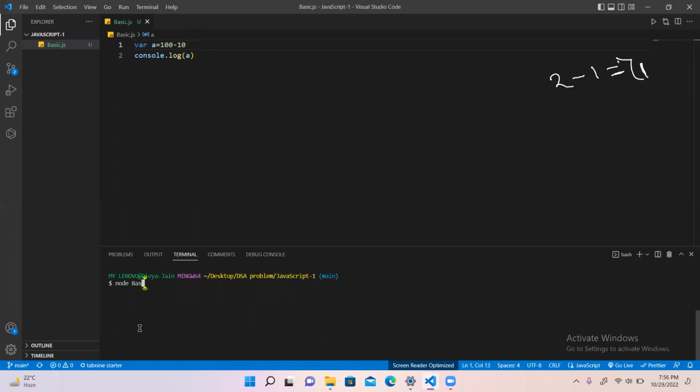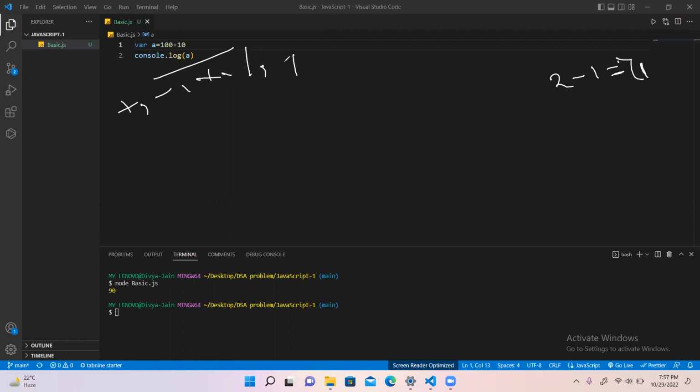So, node basic.js. So, this is your answer 90. So, we covered almost all the questions. Now, you can practice all the questions. I will just give you homework: addition, subtraction, multiplication, divide, modulo, square, cube, naming.